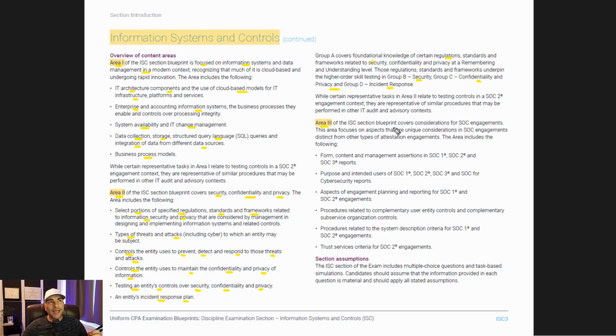Now, in Area 3 of the ISC exam, we have considerations for various SOC engagements. So here you're going to be tested on the form, content, and management assertions in SOC 1, SOC 2, and SOC 3 reports, the purpose and intended users of SOC 1, 2, and 3 reports for cybersecurity reporting, aspects of engagement planning and reporting for SOC 1 and SOC 2 engagements, procedures related to complementary user entity controls and complementary subservice organization controls, and procedures related to the system description criteria for SOC 1 and SOC 2 engagements, as well as trust services criteria for SOC 2 engagements.